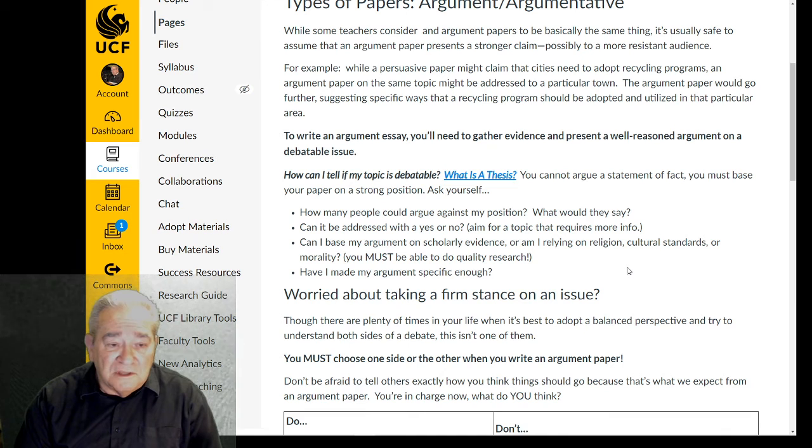But then, of course, what you're looking for is, what do the experts have to say? There are people who have studied it and who've researched it, and you're going to be researching it yourself. So what you're looking for is research that is credible.